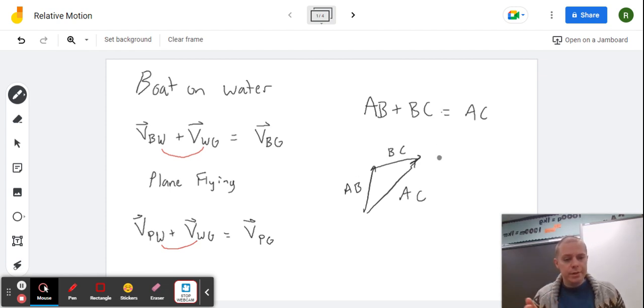So all the math is going to be 2D vectors, the same kind of math that you've seen before. The trick to these ones is setting them up properly. That's what makes them tricky. Sometimes you have to think about a few extra steps, but most of the math is just taking two vectors and adding them together.